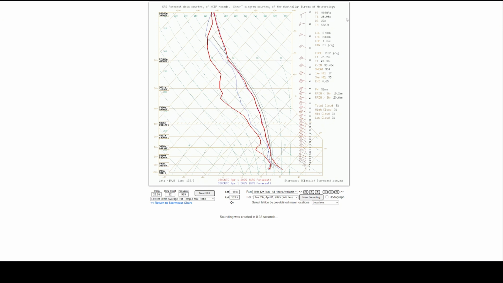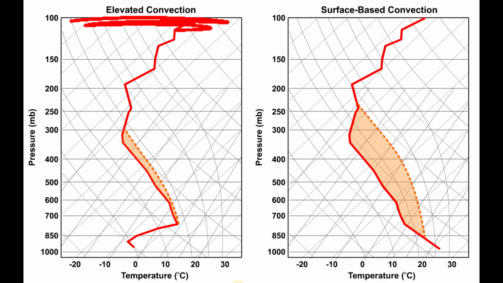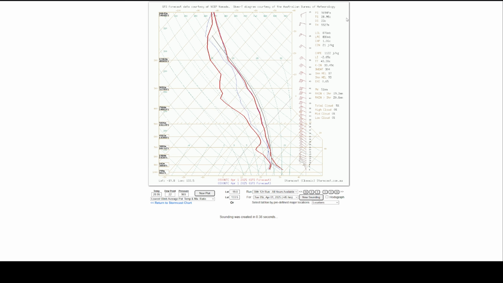Skew T charts are a goldmine for storm chasers. They reveal moisture profiles, lapse rates, and wind shear, helping us determine whether a storm will remain elevated or surface-based. They are honestly one of the most useful tools for finding out what a storm is going to look like, what it's going to do.